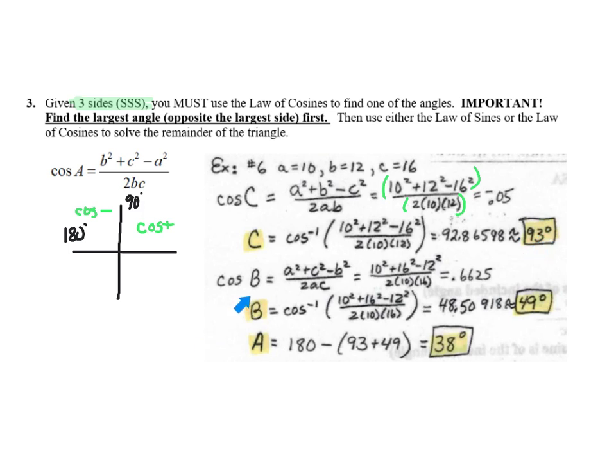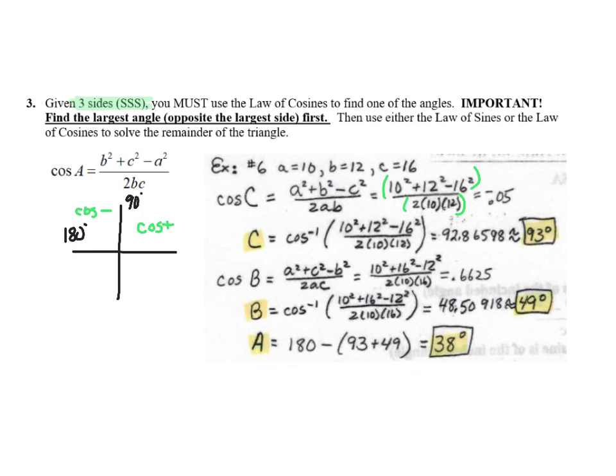Then if you go ahead and use the law of cosines for angle B as well, once again you adjust the formula. Instead of the A, you have the B. Instead of the minus a squared, you have the minus b squared on the top, and the other two letters fill in the rest of the formula. Once again, you need parentheses around your fraction's numerator and denominator, and then you get your angle B, which is 49 degrees. Once you have two angles, then you subtract to get the third angle.